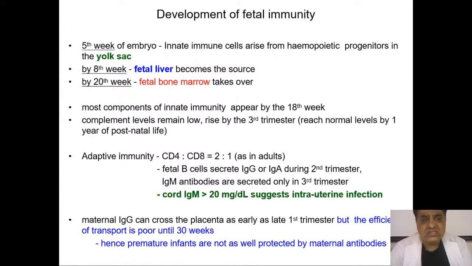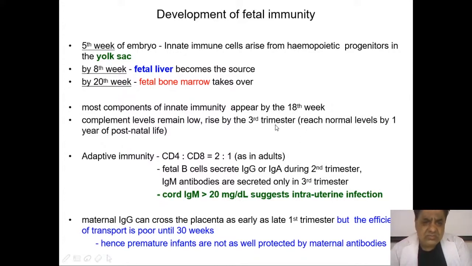As far as the fetus is concerned, the fetus also develops its own immune system as it evolves and becomes a newborn baby. In the fifth week of the embryo, the hemopoietic progenitors actually arise in the yolk sac. And by the eighth week, from the yolk sac, they reach the fetal liver, which now, in the fetal stage, becomes the main source of the immune cells for the fetus as the fetus is growing. And by the 20th week, they reach the fetal bone marrow, and the fetal bone marrow is now activated and takes over the immune system of the fetus.